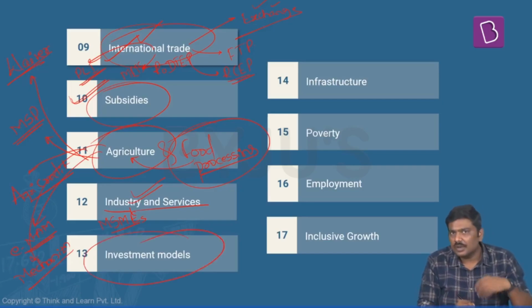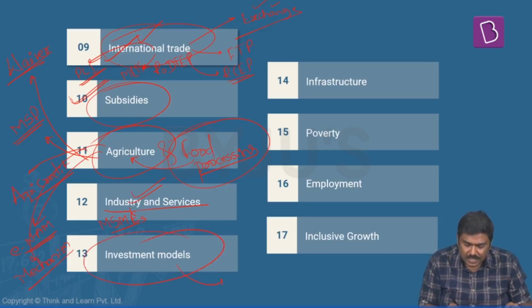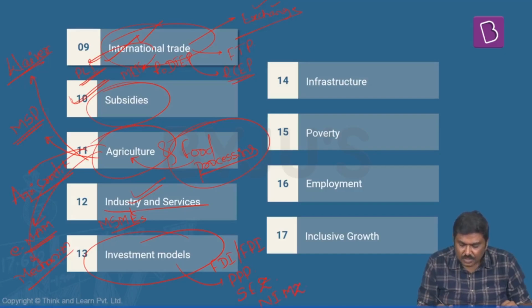Next, we will discuss the concept of investment modules where we will discuss PPP, Public-Private Partnership, FDI and FPI, Foreign Portfolio Investment, Foreign Direct Investment. We will discuss Special Economic Zones. We will discuss National Investment and Manufacturing Zones.